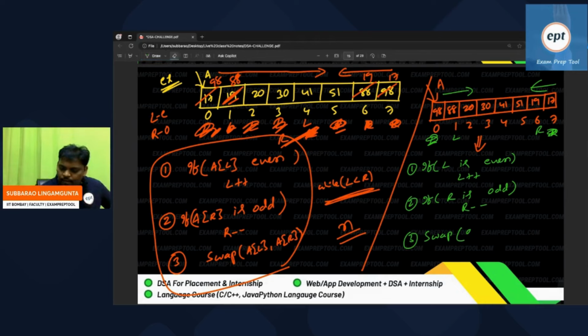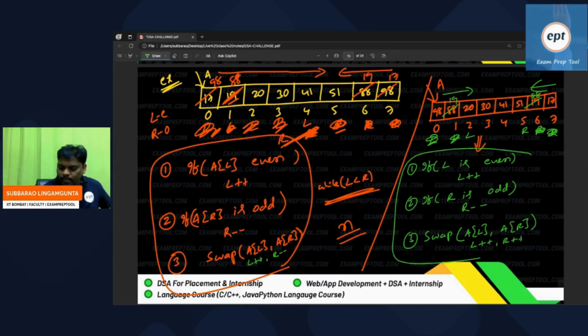See this one, swap A of L, A of R. So I think now here 19 will come. Here 88 will go. After swapping is over, you can happily do L plus plus, R minus minus. Because you've done the swapping, everything is fine. You can move further. So L will come to here, R will come to here.